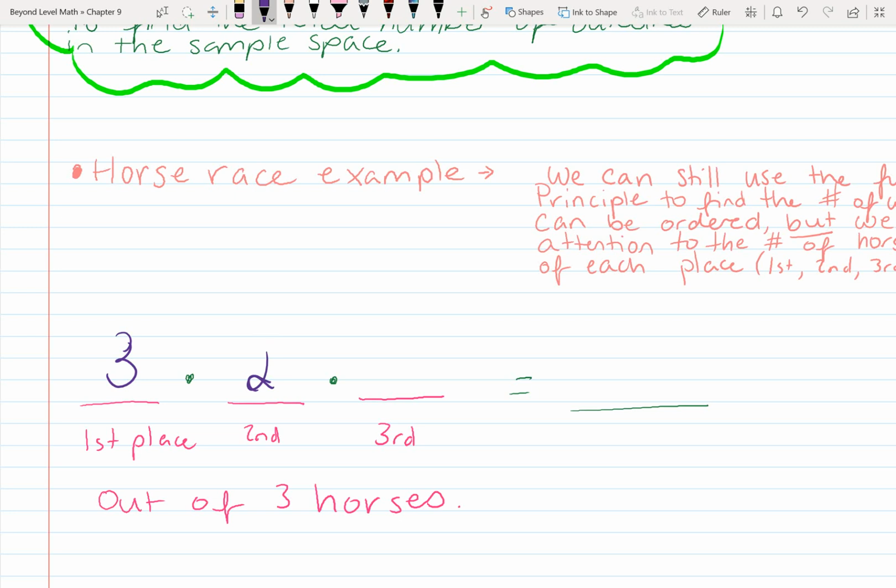For third place, we don't have three options. We don't even have two options. We have one option because a horse has already won first place, another horse has already won second place, so we only have the last horse, right, who could possibly win third place. Now, just like the fundamental counting principle, we multiply 3 times 2, 6, times 1 is 6. So we've got 6 outcomes, considering that order matters.